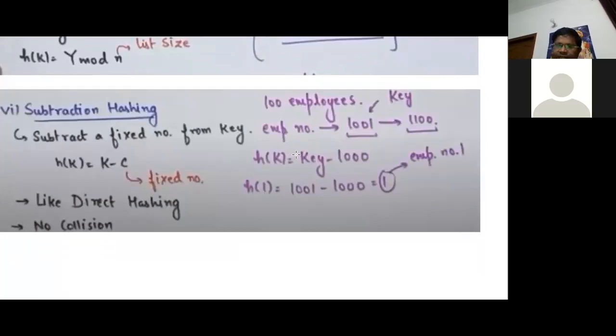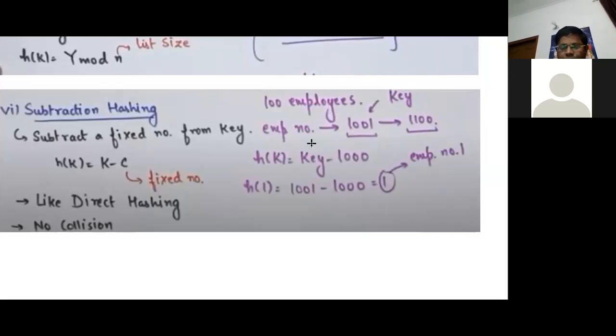So let's take an example. Suppose you have to store the database of 100 employees working in a particular organization, and suppose the database of every employee contains a unique number, and the unique number starts from the first employee, goes to the second employee, to the third employee, till the 100th employee. Suppose the first employee carries the unique number 1001 and the last employee carries the number 1100. All these numbers are in consecutive order, and suppose you are going to extract the employee number 1 by using this subtraction hashing.